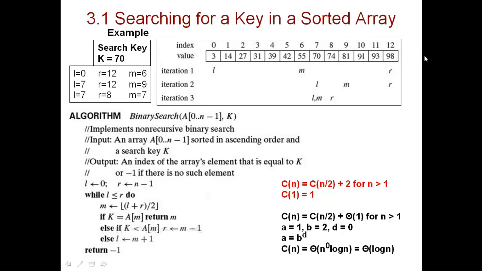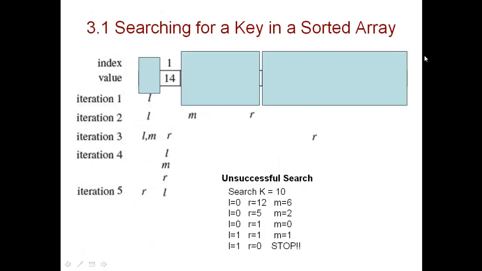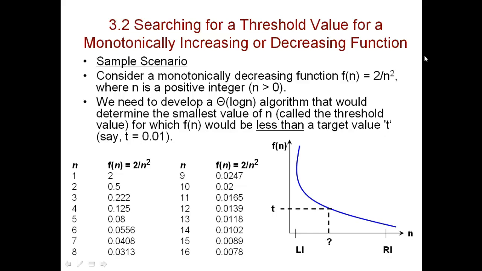Of course, you have to know the array is sorted in decreasing order in order to decide how to move the left index and right index. But once you know whether the array is sorted in increasing or decreasing order, you can apply binary search accordingly. All right, so now we're looking at a function whose values are either monotonically increasing or decreasing.